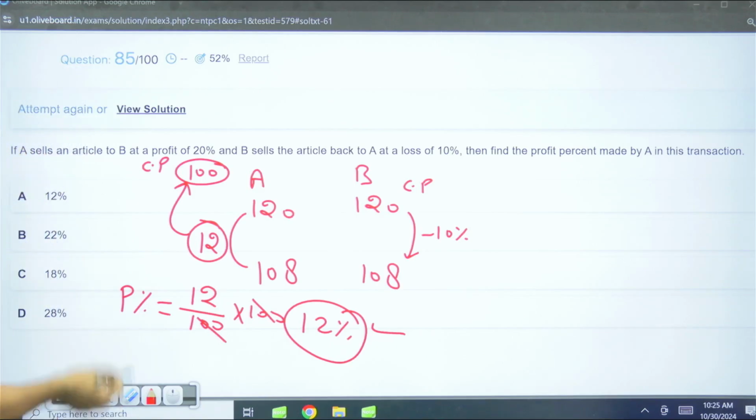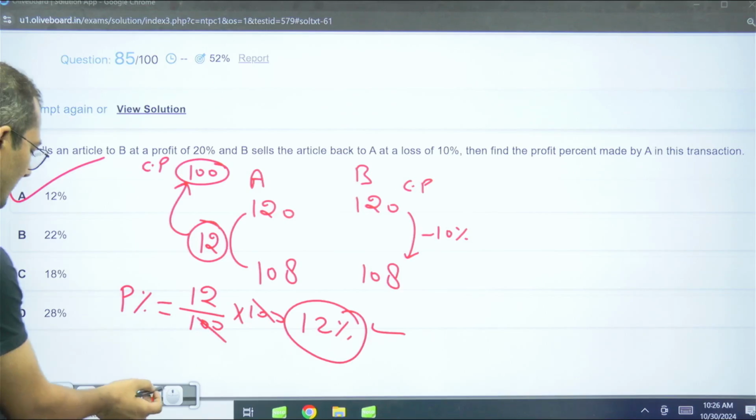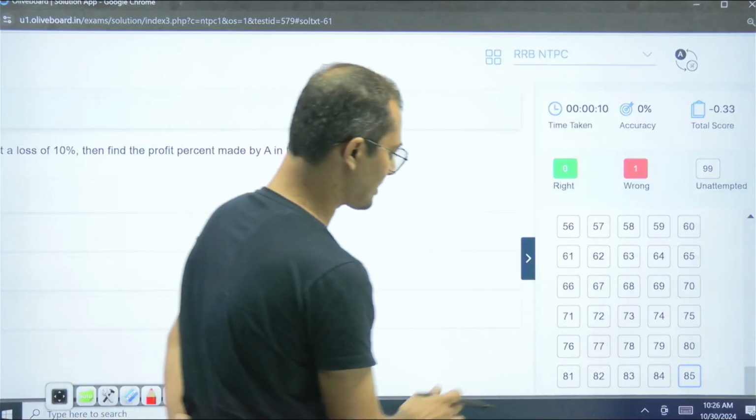Are you getting my point? So we can say that A part is the right answer. So moving to the next question.